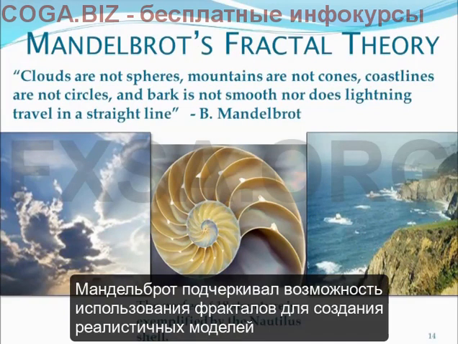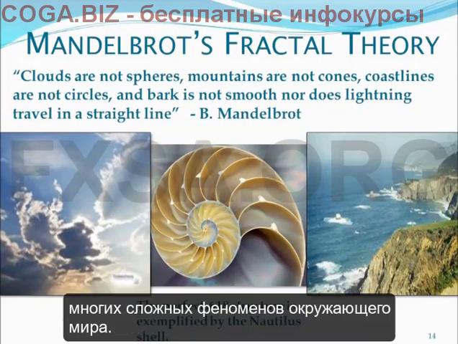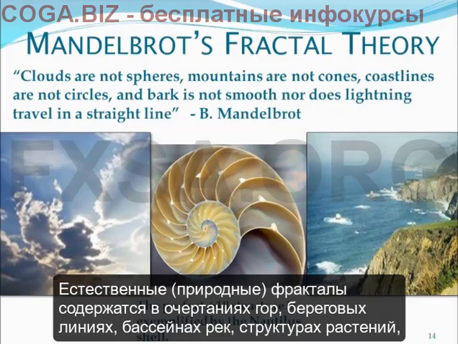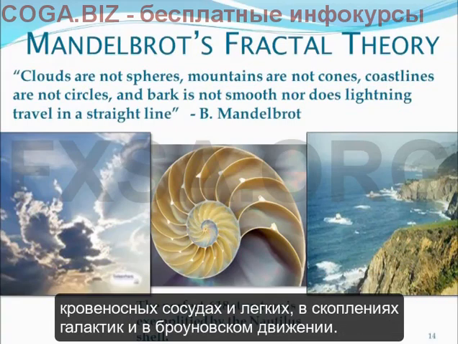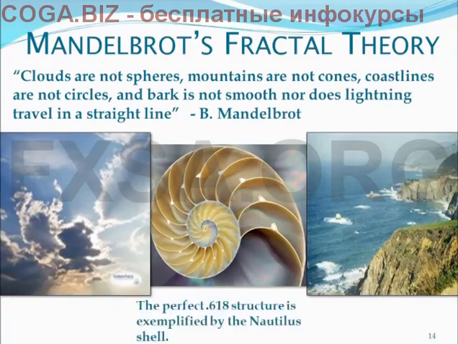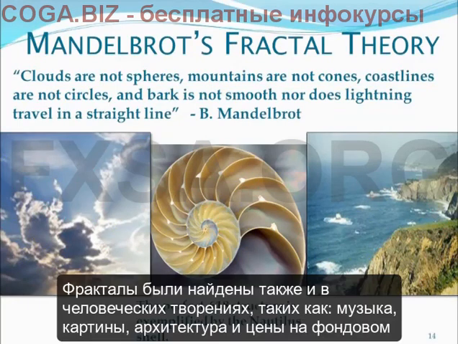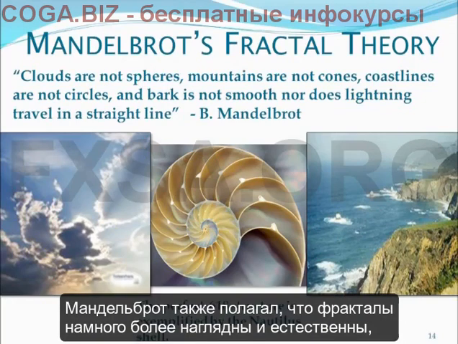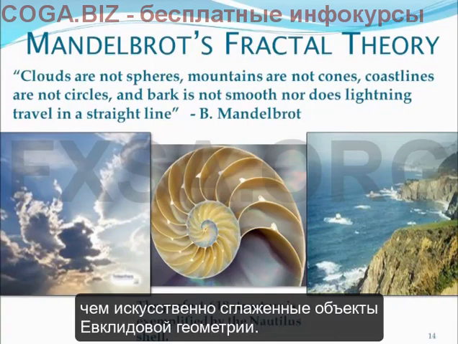Mandelbrot emphasized the use of fractals as realistic and useful models of many rough phenomena in the real world. Natural fractals include the shapes of mountains, coastlines, river basins, structure of plants, blood vessels, and lungs, the clustering of galaxies, and Brownian motion. Fractals are found in human pursuits such as music, painting, architecture, and stock market prices. He also believed that fractals, far from being unnatural, were in many ways more intuitive and natural than the artificially smooth objects of traditional Euclidean geometry.